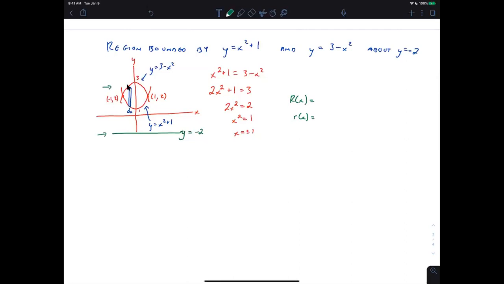So you take the top y minus the bottom y. The top y is 3 minus x squared. The bottom y is -2. So we get -x squared plus 5 when we simplify that. Small r is the distance from the closer end of the rectangle to the line, that's this bottom part, to this line. So top y there.